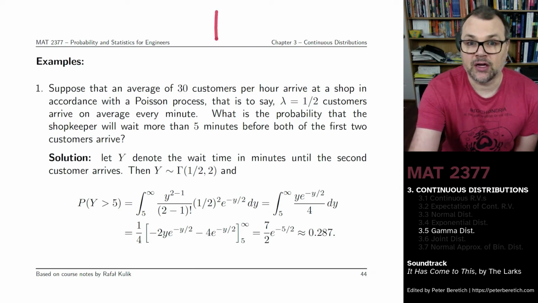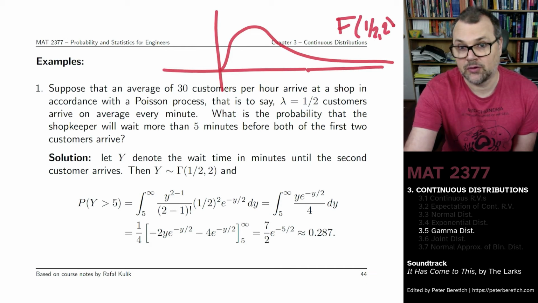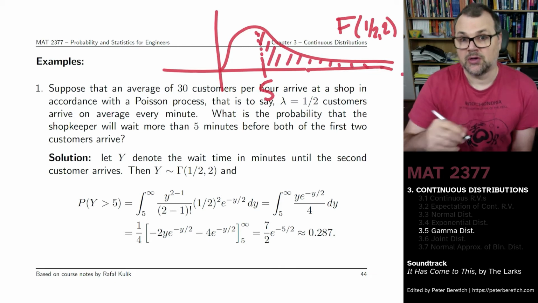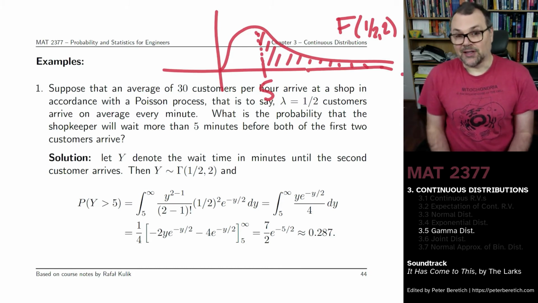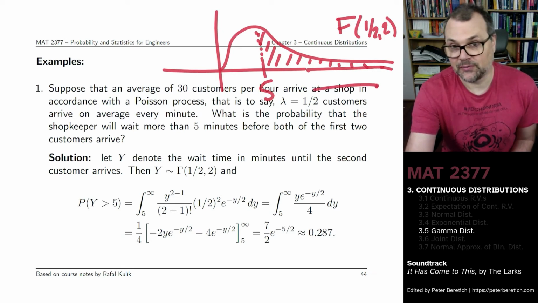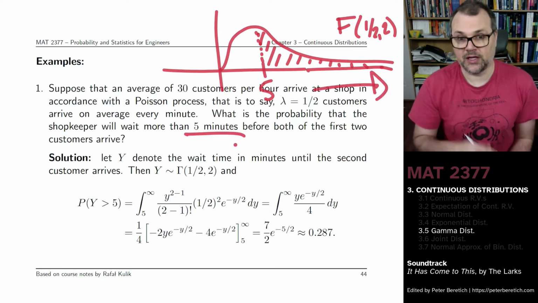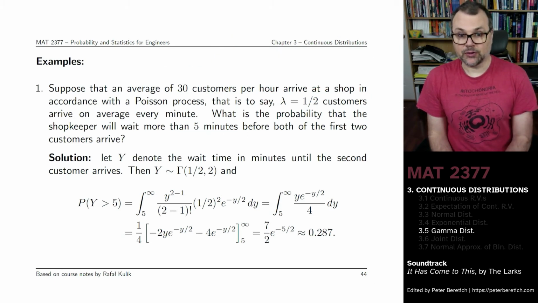If you were to draw the gamma curve here, with parameters 1/2 and 2, this is your 5. You are interested in the probability that the random variable will draw a value in the area to the right. Well, that's the area under the curve from 5 to infinity here, if you're waiting for 5 minutes or more. And so you have to compute this integral. I'll simplify the expressions at first.